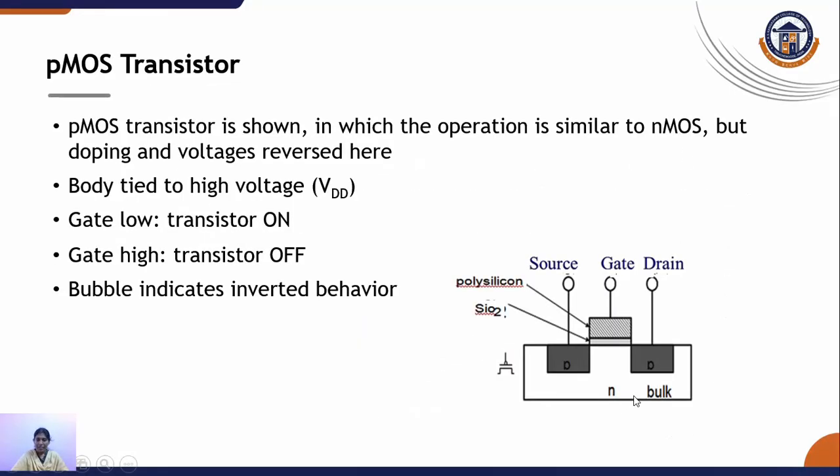Here we take an N substrate. In this N substrate we add the P-type dopant material. After adding, it is converted to PMOS. Here also we added SiO2. That SiO2 acts as an insulator in between gate and body, that is substrate. So it will always look like a metal oxide semiconductor capacitor. So this is a PMOS transistor.